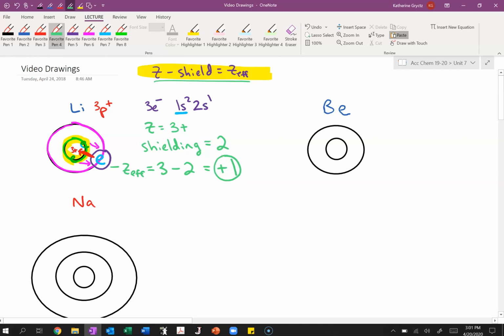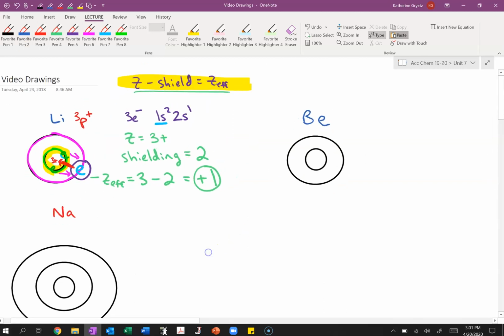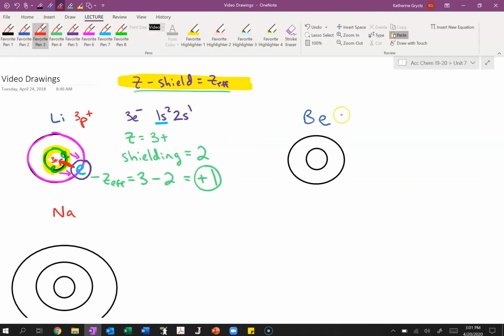Okay, so then we're going to move over to beryllium and do the same exact thing. So beryllium, we look it up and it has 4 protons, and then it has 4 electrons, but we're going to look at where its electrons are located, because all 4 of the protons sit right in that middle. And so the 4 electrons are in 1s2, 2s2. So when we go through our list of variables, our Z is 4. That's our nuclear charge. That's what's sitting in the middle.